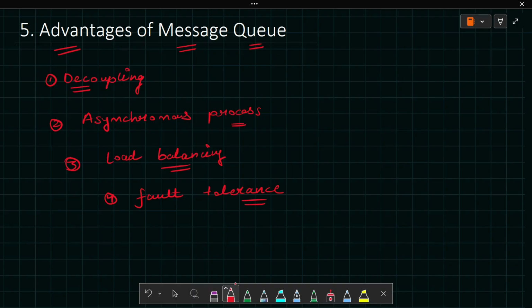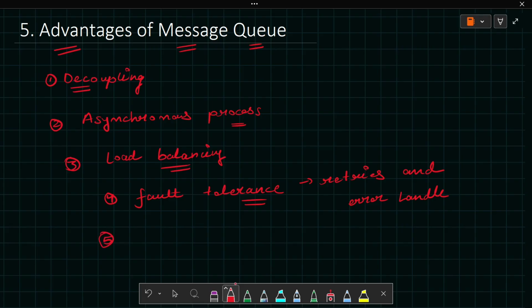We are able to do retries, and also error handling. This is how it is fault tolerant.